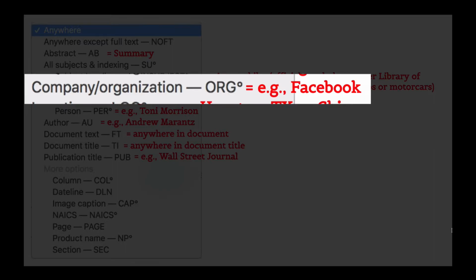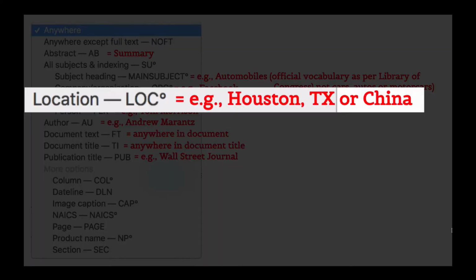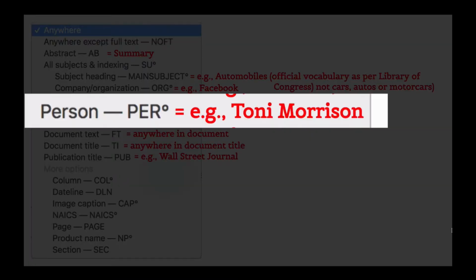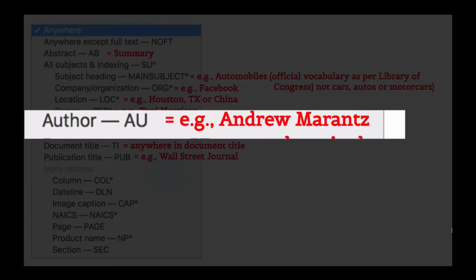And a company or organization, for example, Facebook, location would be a place. So Houston, Texas, or China. A person would be somebody you were writing about, so let's say Toni Morrison. An author could be Andrew Marantz. And back in the day, we had to do that last name first and first name last, but that doesn't seem to hold true anymore.